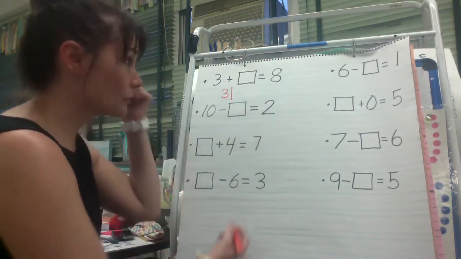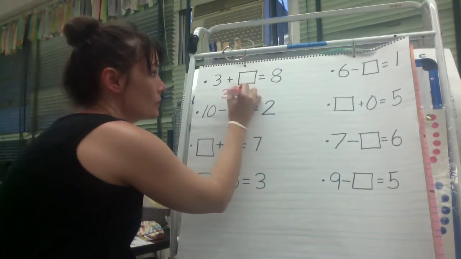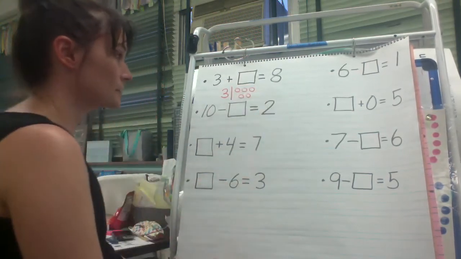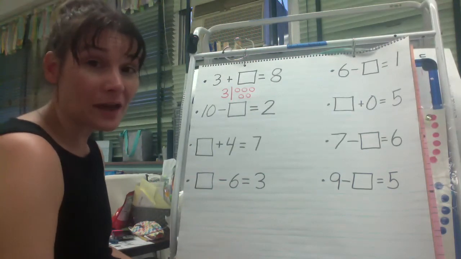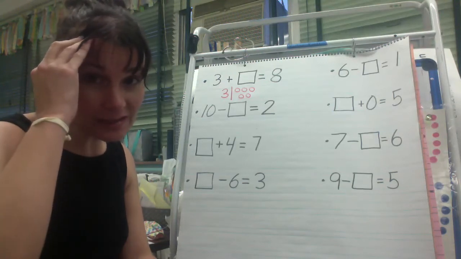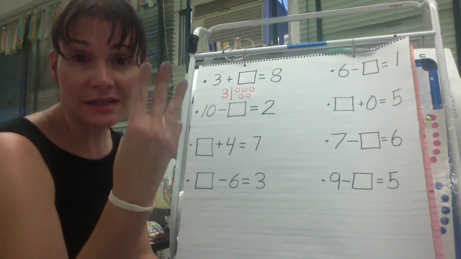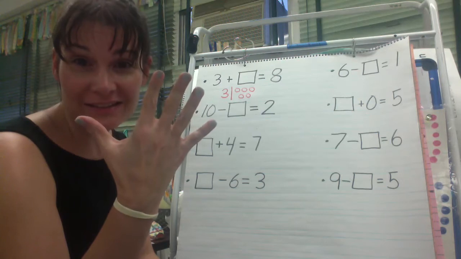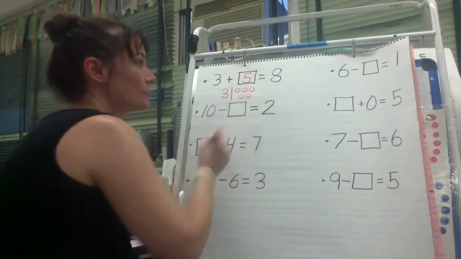Let's see. Put 3 in your head, and let's count on. 4, 5, 6, 7, 8. How many? 5. I can do that in my head as well. 3, let's count on until we get to 8. 3, 4, 5, 6, 7, 8. How many did you have to add? 5. 3 plus 5 equals 8.